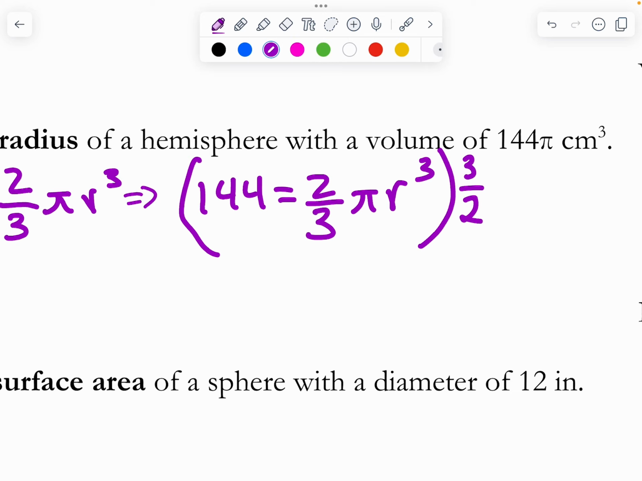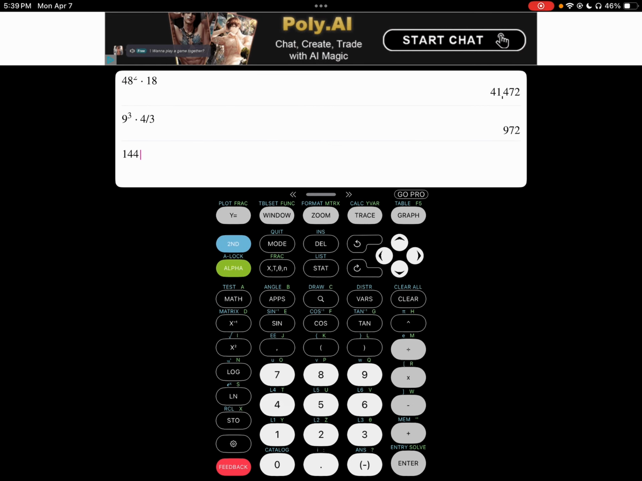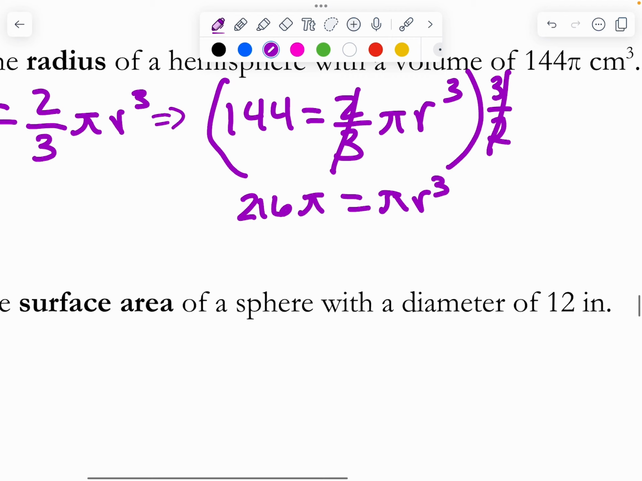If you multiply the entire thing by 3 over 2, we get 216 pi is equal to pi r cubed, because this will cancel out with this. And then 144 times 3 divided by 2, we should get about 216. Yep, let's do it. 144 times 3 divided by 2. Yep, 216. So perfect. And now we can just solve from here.